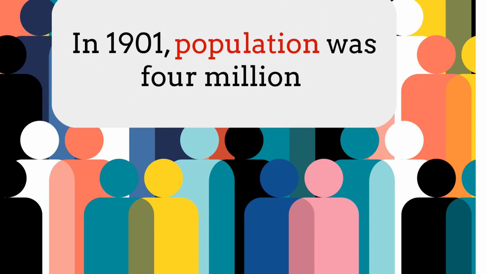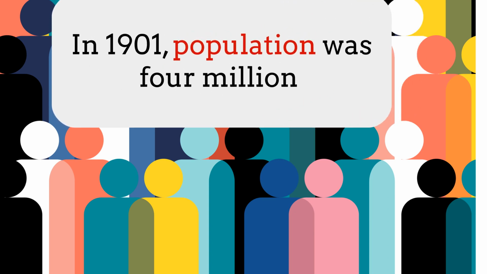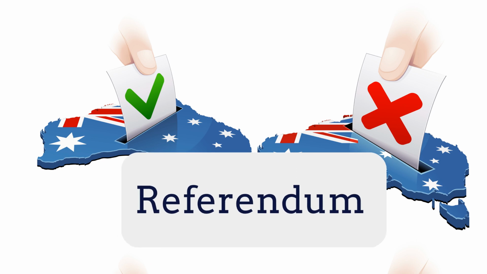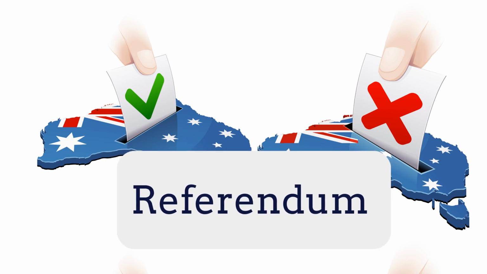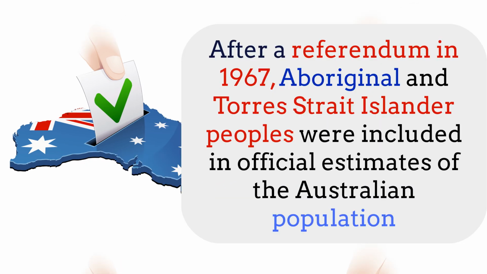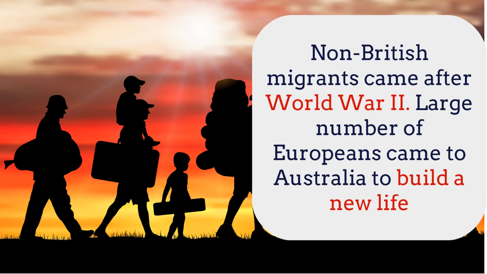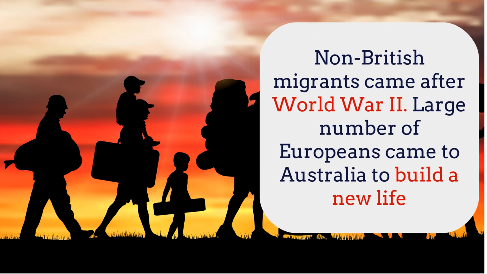In 1901, the population was 4 million. This number did not include Aboriginal and Torres Strait Islander peoples. After a referendum in 1967, Aboriginal and Torres Strait Islander peoples were included in official estimates of the Australian population. Non-British migrants came after World War II. A large number of Europeans came to Australia to build a new life.